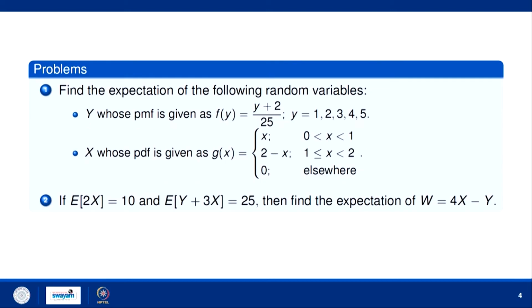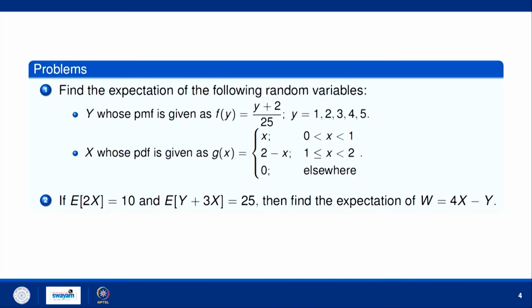Now, let us discuss a few problems based on expectation. Suppose you have a discrete distribution given by (y plus 2) upon 25, which is the probability mass function of this random variable y, where y varies from 1 to 5, and you want to find the expectation of this random variable y. So how can you find it?